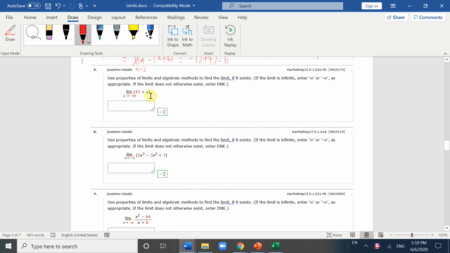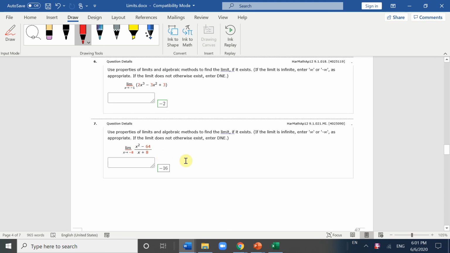Okay, number 5 is pretty simple because it's just a linear function, no breakpoints because x could be any numbers. Domain is -infinity to +infinity. So simply plug in -45, so it's -2. Similarly, number 6, you just replace x by -1. Then you could get -2. This is a polynomial function.